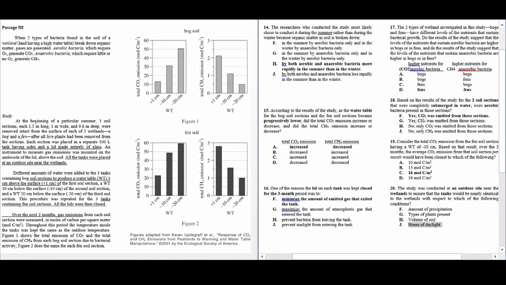So we would assume that the answer is J, hours of daylight, which makes sense because the lid was made of glass, so any daylight that hit the outdoor site would also pass through the glass and hit the soil. That's the end of the science section. In the real test, you would only have about 6 minutes to complete this section rather than the 12 or so I took, but I was explaining each of my answers out loud.